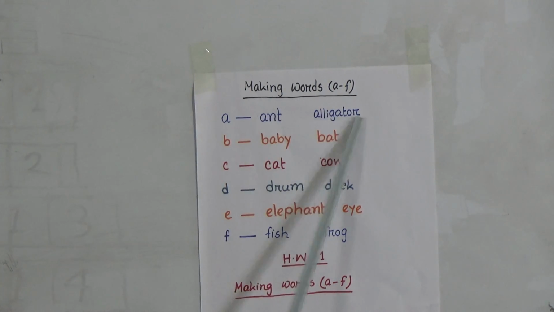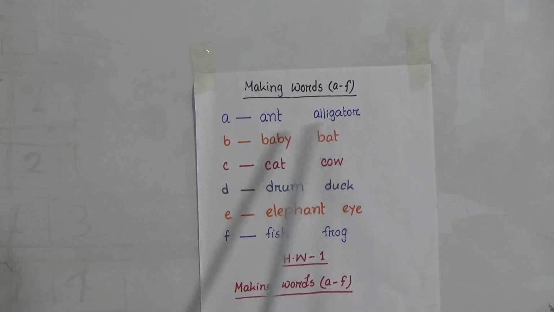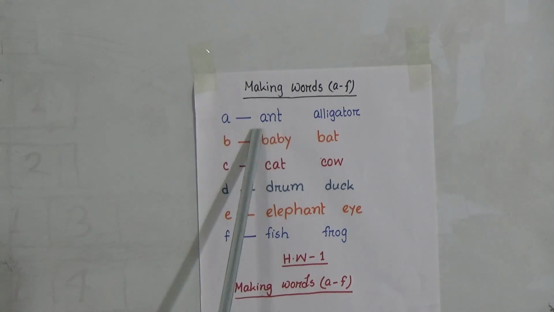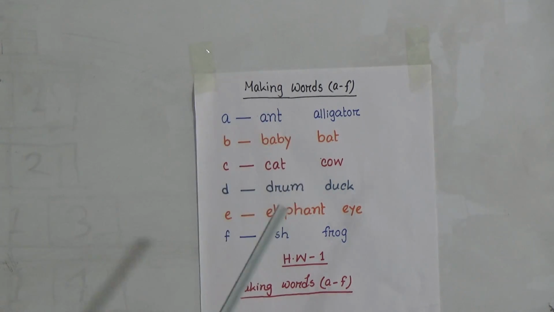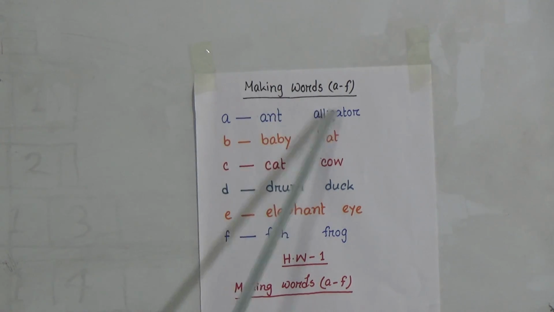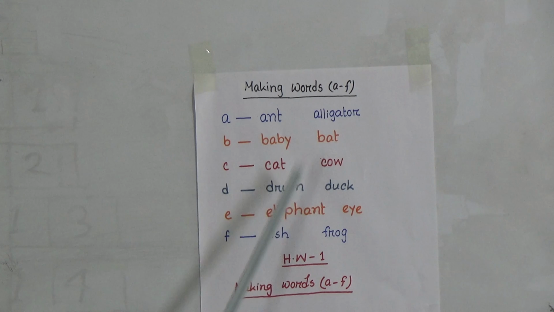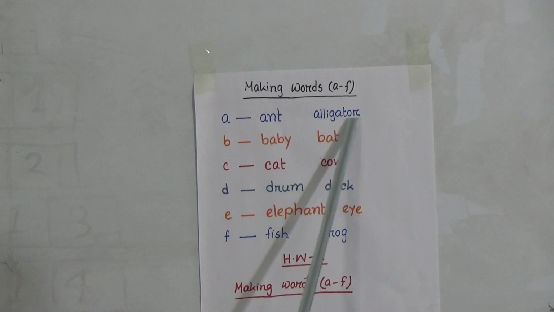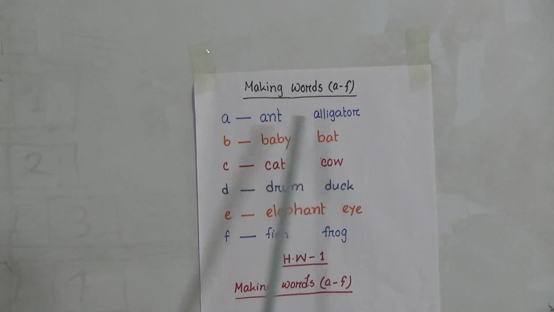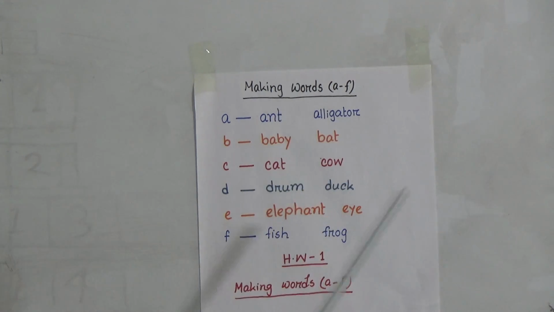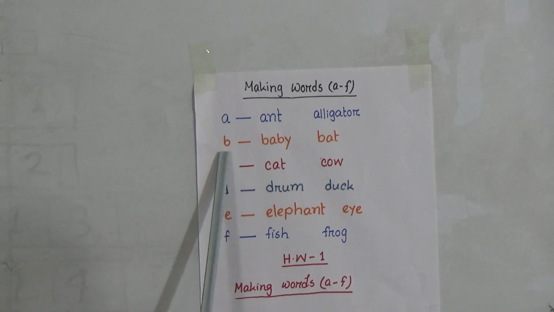A is for alligator. A-L-L-I-G-A-T-O-R, alligator. Alligator. Now the next one is B.